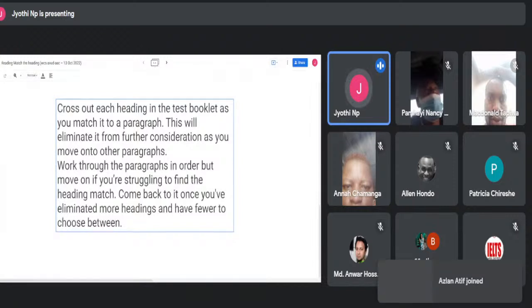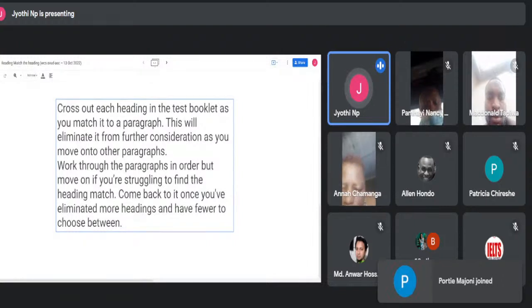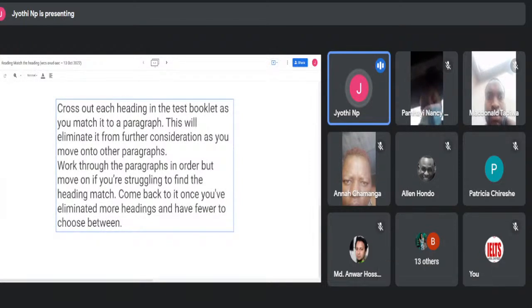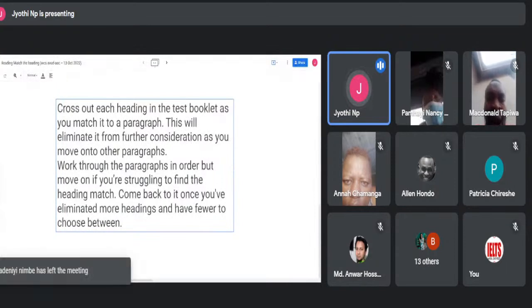Okay, so here, when you know that there are similar headings, as and when you are addressing this type of question, once you finish matching the heading to a paragraph, just tick it and also the paragraph so that you can eliminate. It's called an eliminate and re-eliminate method. So you have to do this for all the paragraphs. Now, let us look at the next.